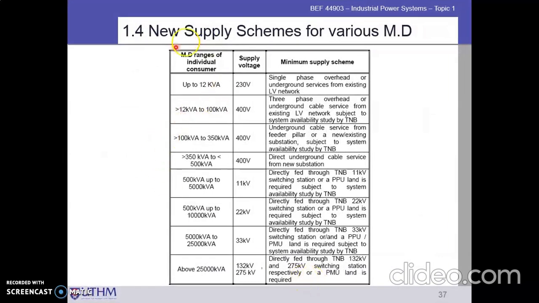Okay, this one is the new one. We can see here for the new one, there are four items here, and the ratings are also different. This one is for the new scheme, and the supply voltage here is also different. The revision is made for the range of the kVA and also the voltage.